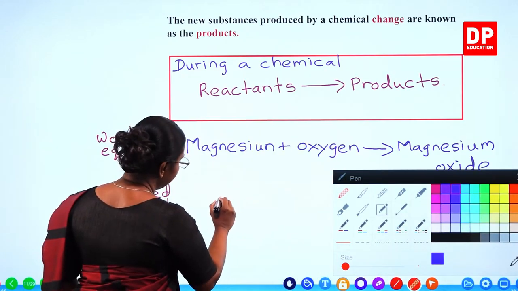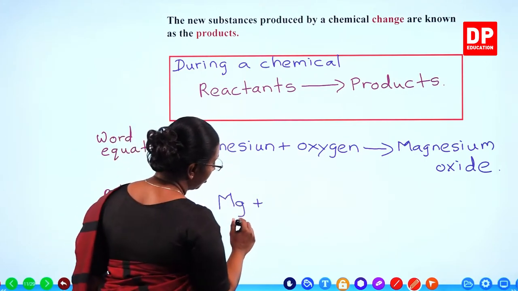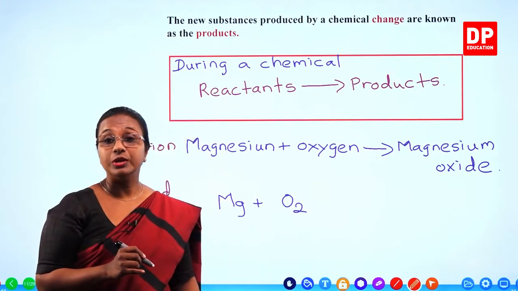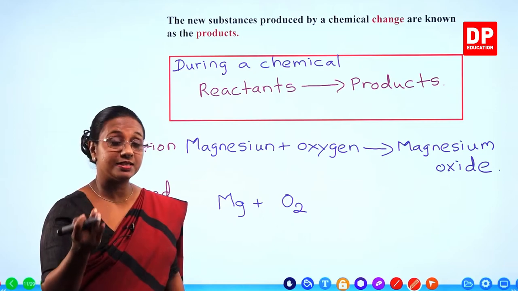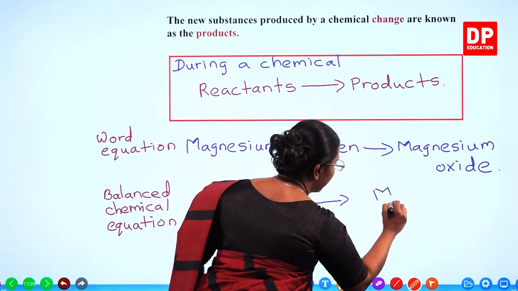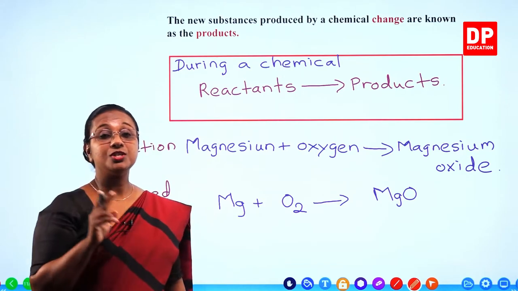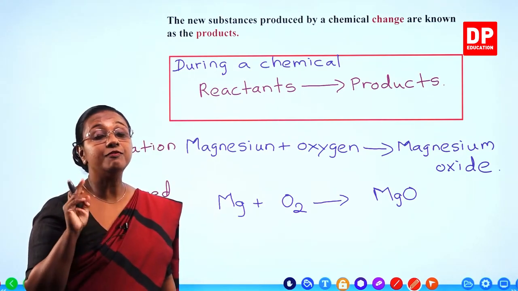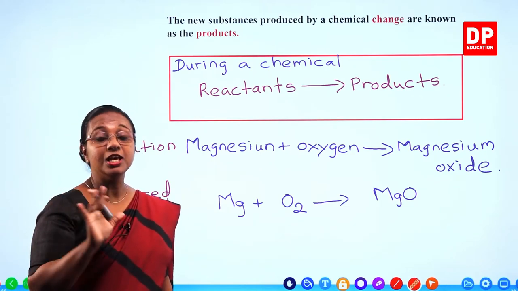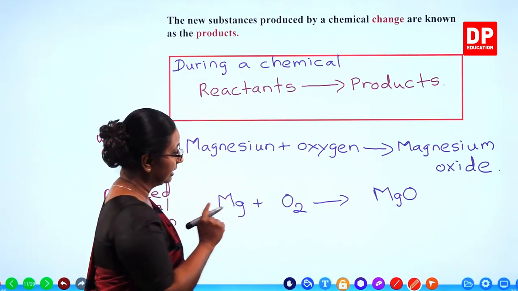Magnesium has the symbol Mg. Then we have oxygen. Oxygen is present in nature as O2 gas. You all know it's a diatomic gas present in the atmosphere. So, when they react, they form magnesium oxide, MgO. You are familiar with these, students. You all know how to write chemical formulae for compounds. Using their valencies, by exchanging the valency, you can write the chemical formula. So, this is the chemical formula of magnesium oxide.